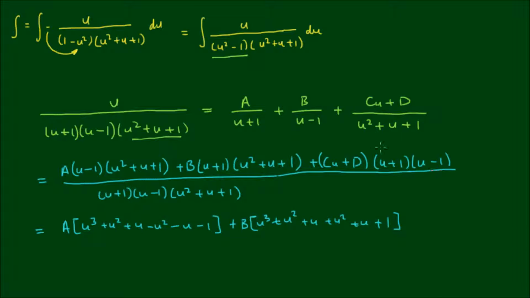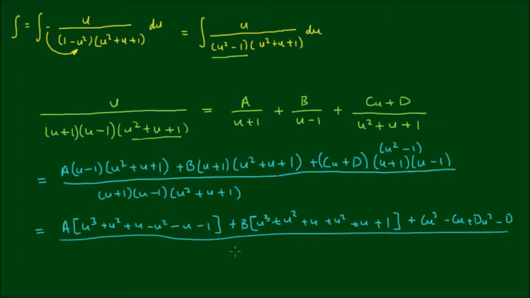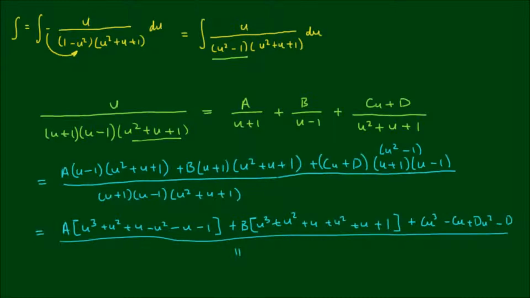Now for the third one, this is effectively multiplying by u squared minus 1. So first I have cu cubed minus cu plus du squared minus d, and this is all over as per the expression above.